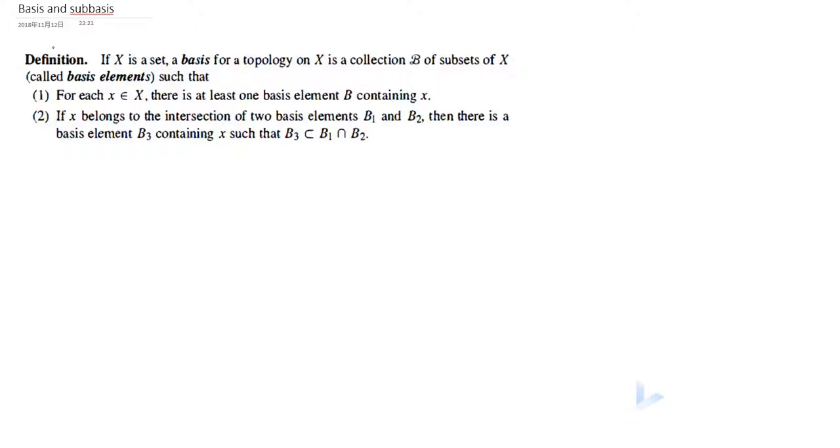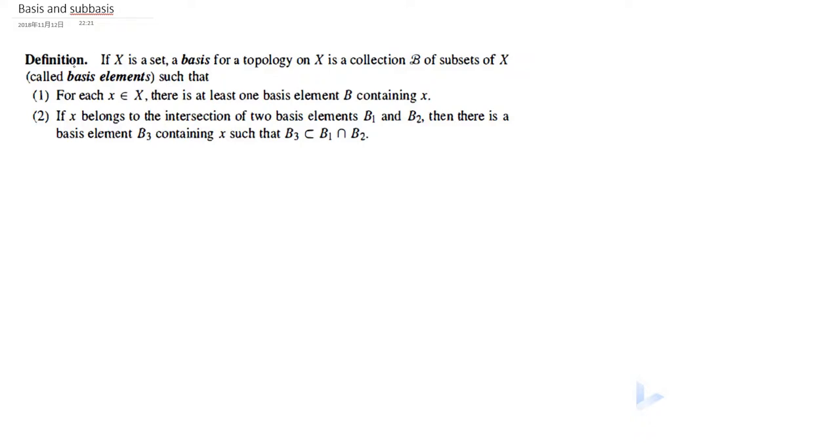Hello everyone. So in the last episode, I talked about the concept of topology, topological space, and open sets. And in this episode, I will talk about the concept of basis and sub-basis. So at first, let's look at the definition of basis. After this, I will talk about why we need the concept of basis and why it's useful.